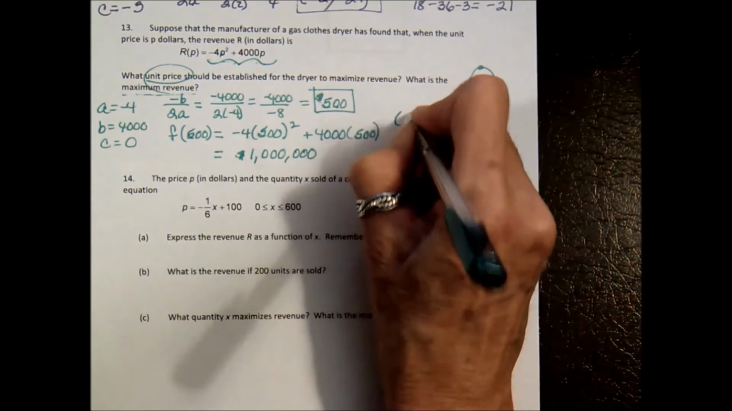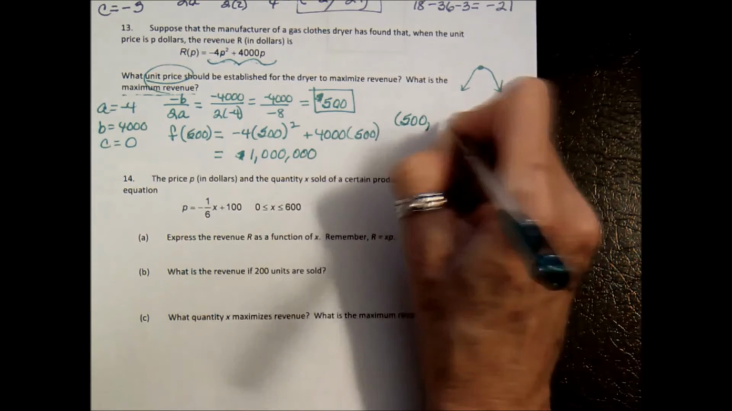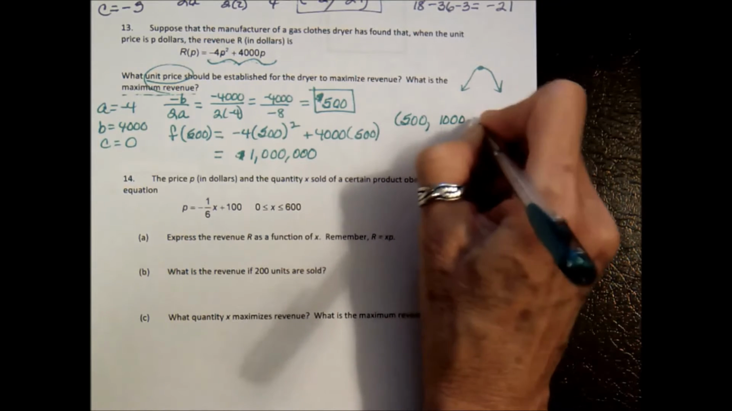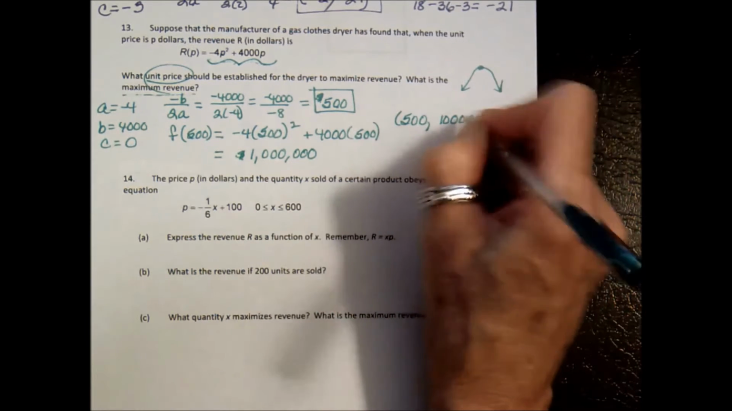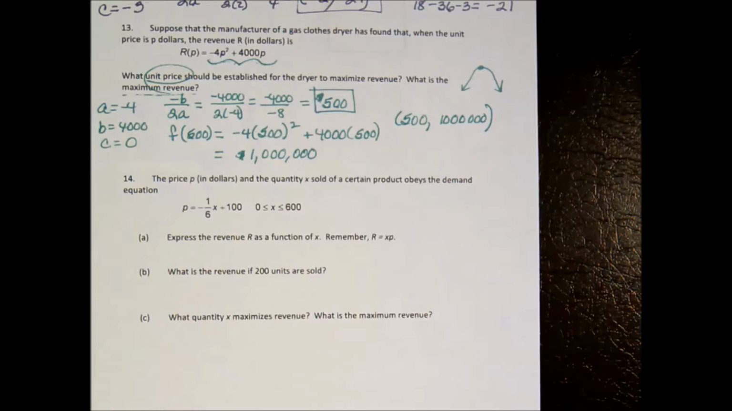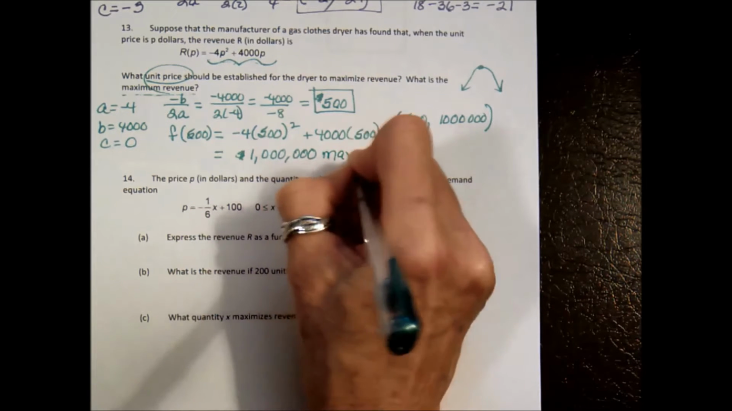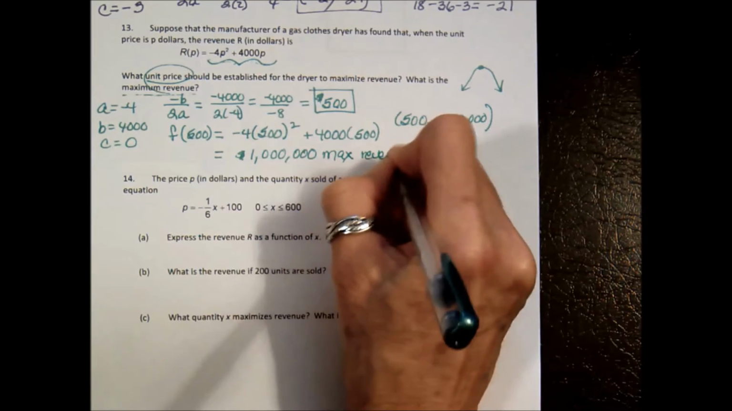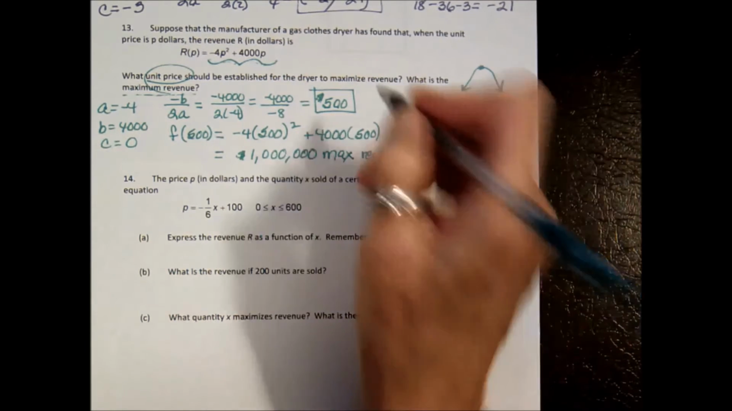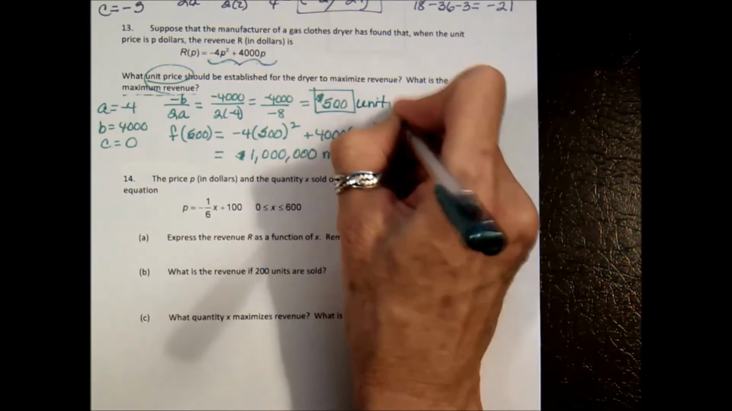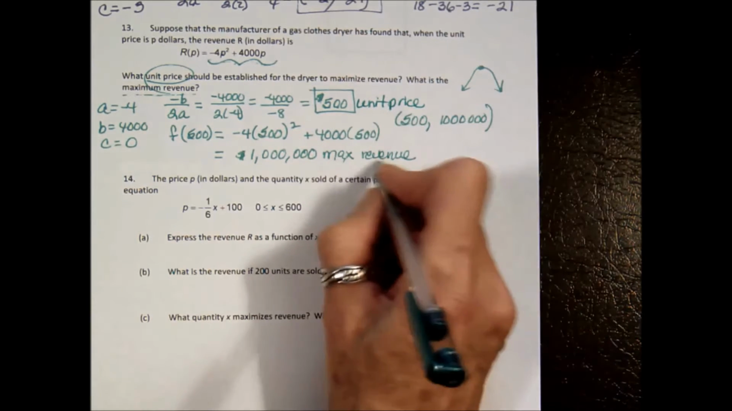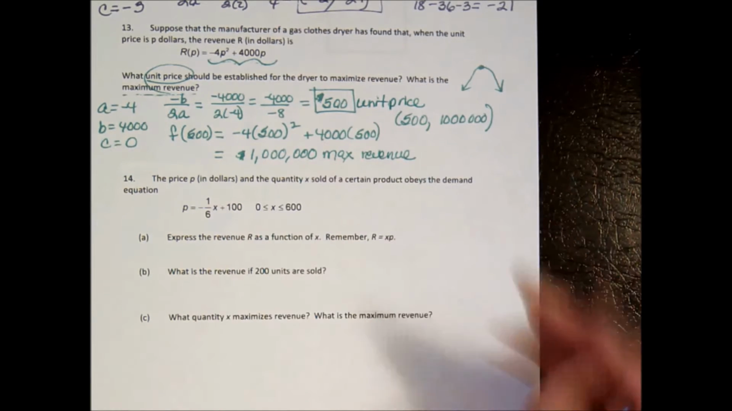I can show it as a point, 500 and then 1 million. I don't want to put the commas in because it gets confusing there. That's the point, the vertex point. But this is the maximum revenue, and this is the unit price that causes the revenue to be maximized.